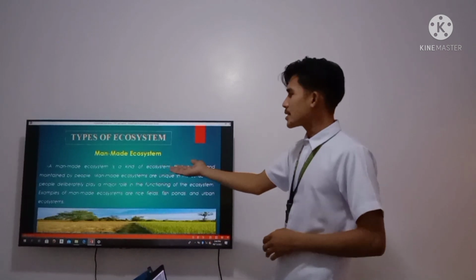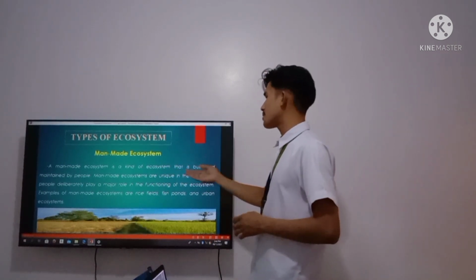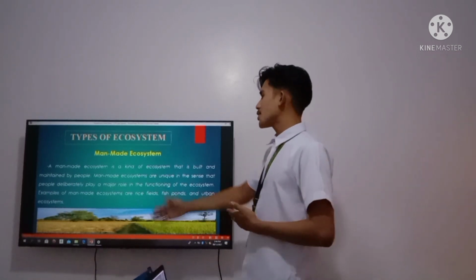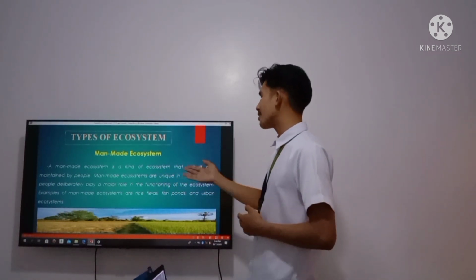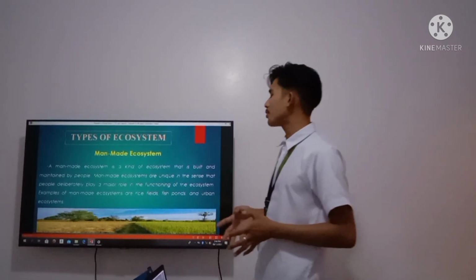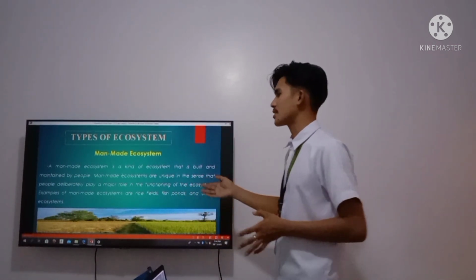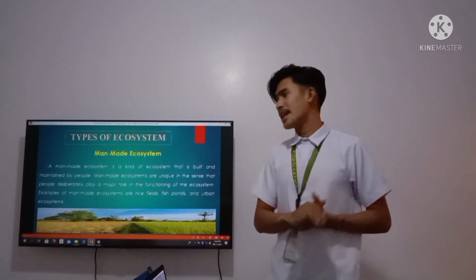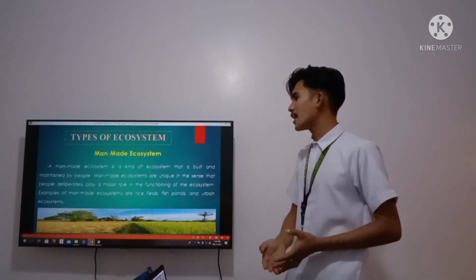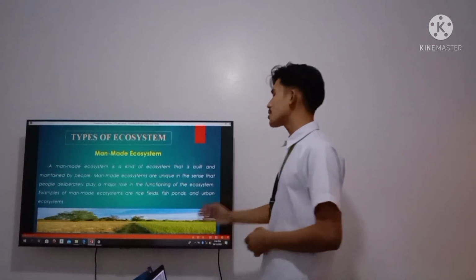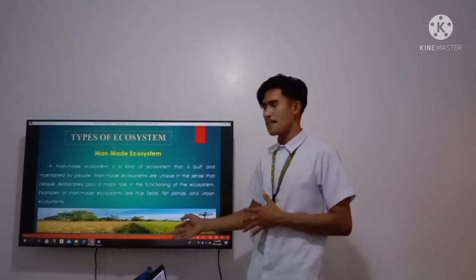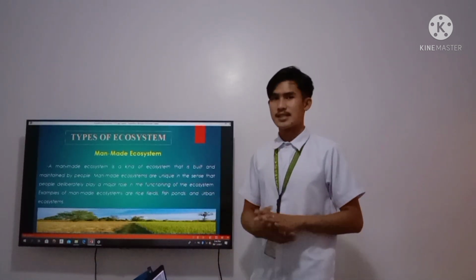A man-made ecosystem is a kind of ecosystem that is built and maintained by people. Man-made ecosystems are unique in the sense that people deliberately play a major role in the functioning of the ecosystem. Examples of man-made ecosystems are the rice fields, fish ponds, and urban ecosystem. As you can see on the picture, this is an example of rice fields before and after harvesting.